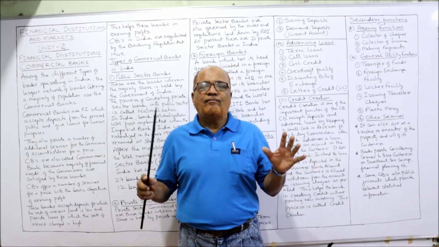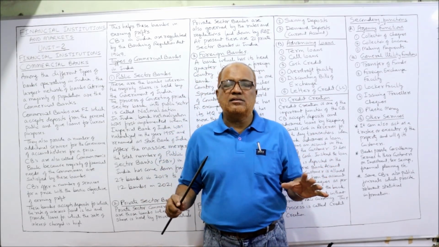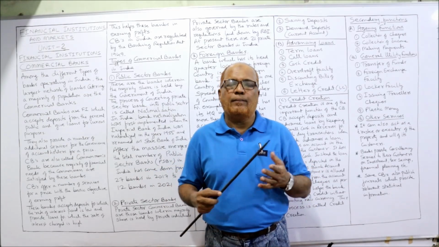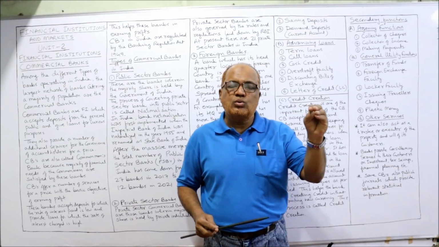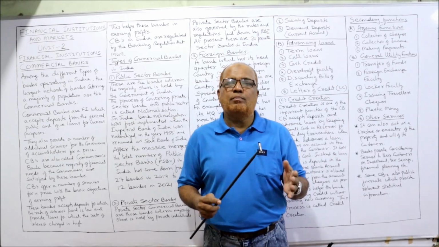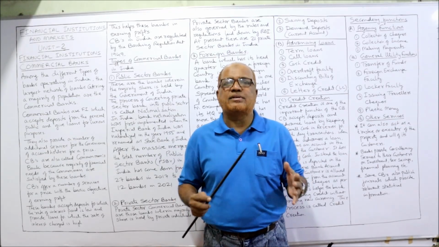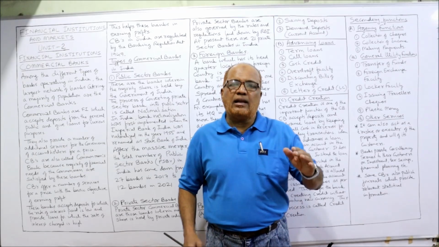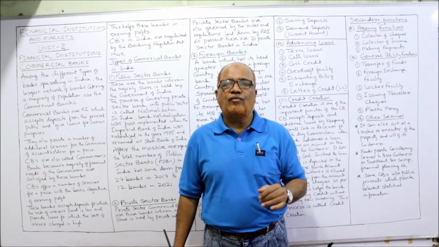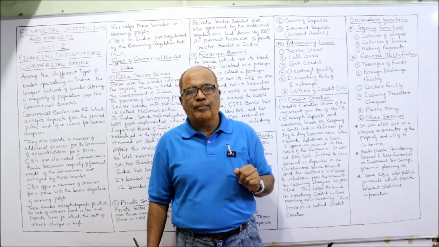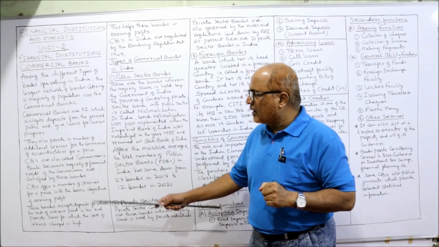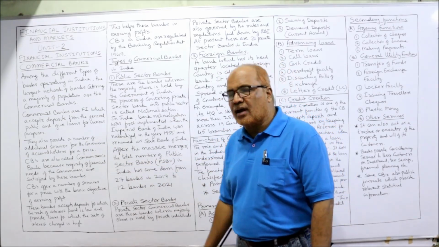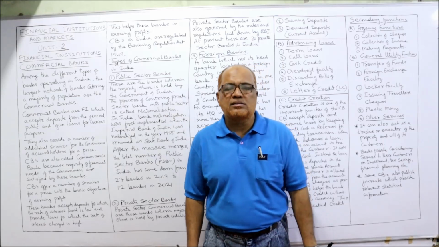The main function of a commercial bank is to accept deposits from the people and give loans to the needy people who need money for different productive purposes. So accepting deposits from the people and lending loans for productive purposes, that is the main function of a commercial bank. They also provide a number of additional services for the convenience of account holders for a price.